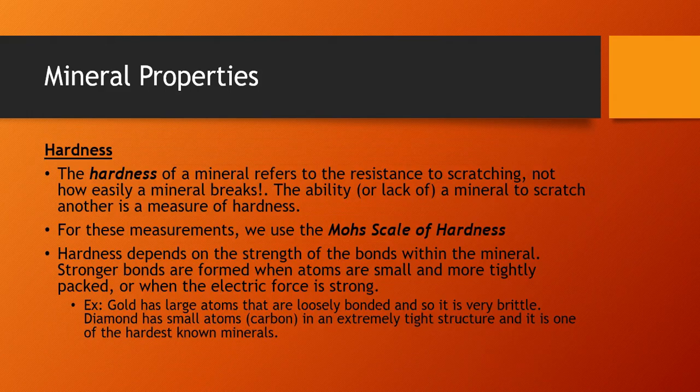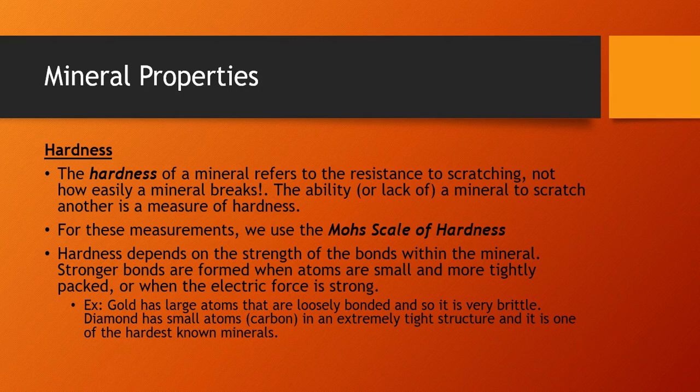So when we talk about the hardness of a mineral, we talk about its resistance to scratching, not how easily it breaks. And so the ability or the lack of ability of a mineral to scratch another mineral is a measure of its hardness. You can take two rocks and try to scratch them. If you take one rock and try to scratch it and it doesn't do anything, take the other rock, scratch the first one, because it should scratch the first one. What that means is the second rock is then harder than the first rock. Harder materials can scratch less hard materials.